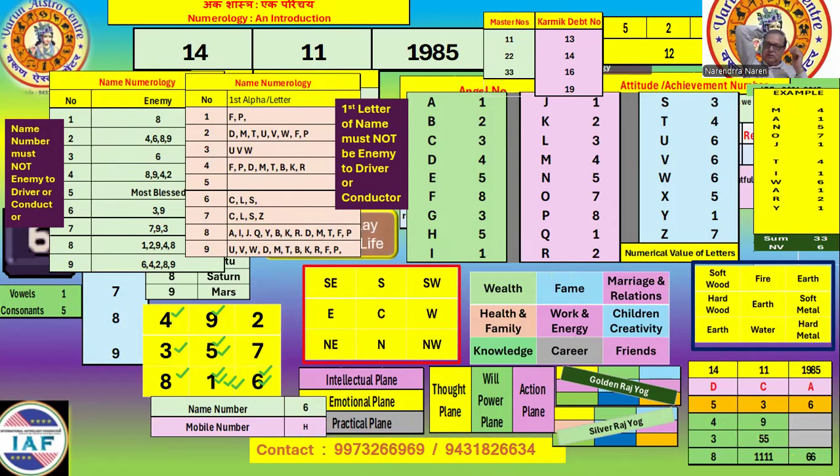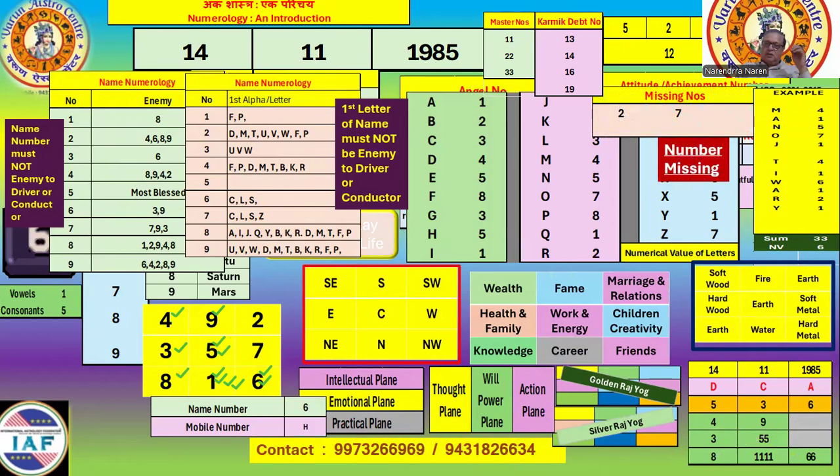If we analyze these numbers, you can understand that a few numbers are enemy to their own numbers. Like 4 is the enemy of 8942. The 4 is the enemy of 4 itself. 7 is the enemy of 7 itself. 8 is the enemy of 8 itself. And 9 is the enemy of 9 itself. So 4, 7, 8, 9 are the numbers who are enemy to their own numbers. Now, missing numbers are 2 and 7.